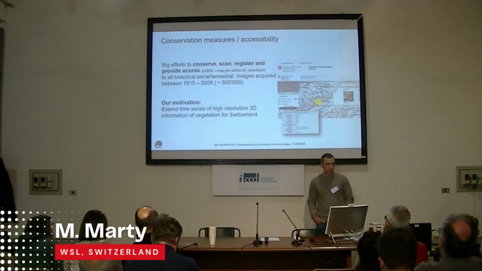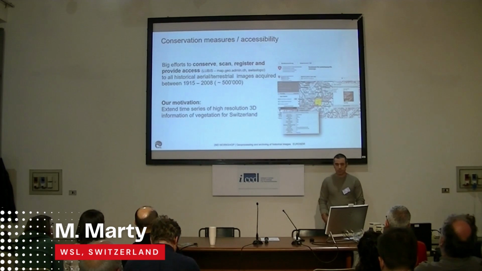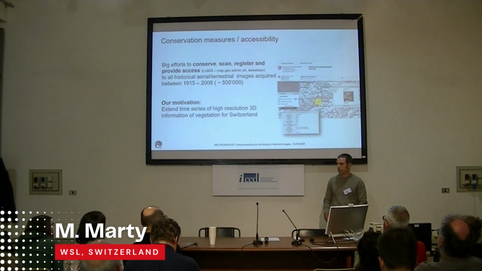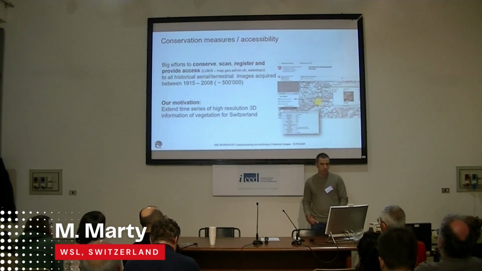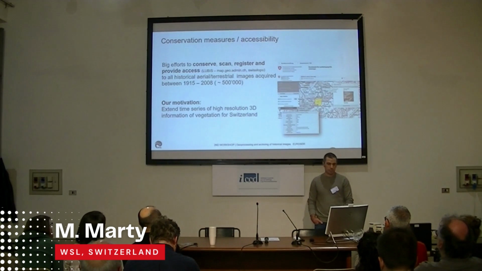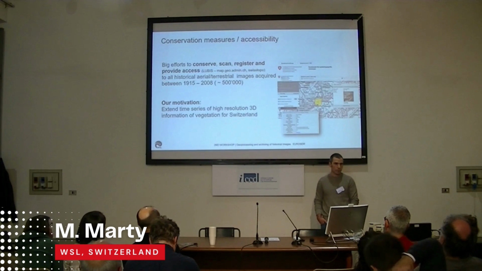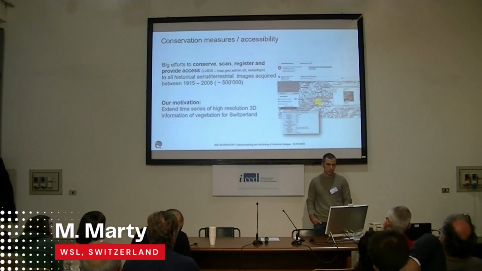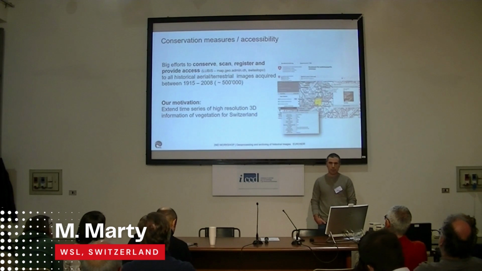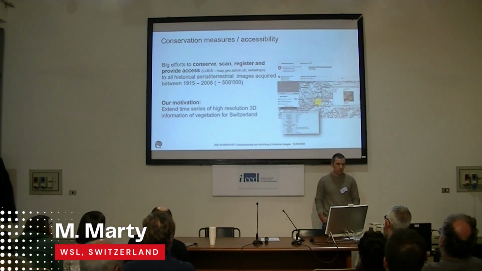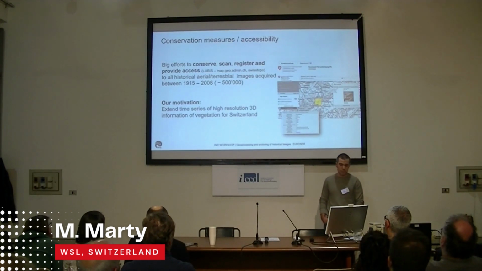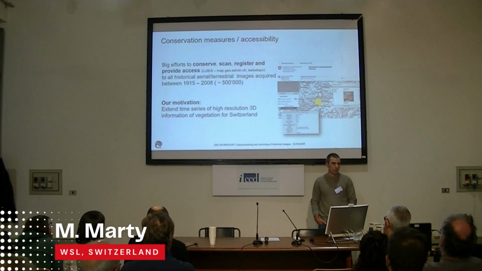As you all know, there were big efforts made in the past few years to conserve, scan, register, and provide access to all the historical aerial and terrestrial images. In Switzerland, this was done by Swiss Topo, and almost all the images are now available or visible in the LUBIS database, which can also be viewed at mapgeoadmin.ch. And in this context, our motivation was to check the suitability to use this historical data to extend time series of high-resolution 3D vegetation information for Switzerland.